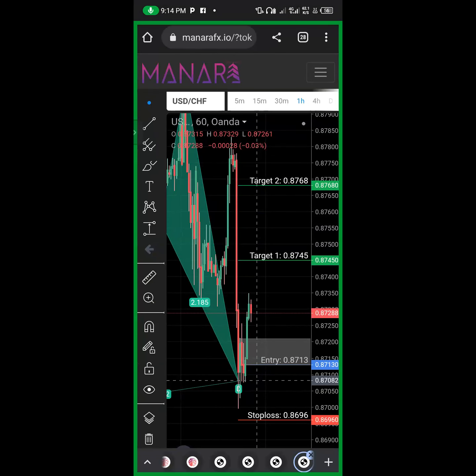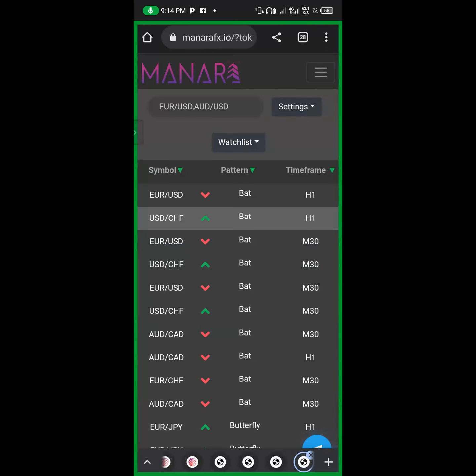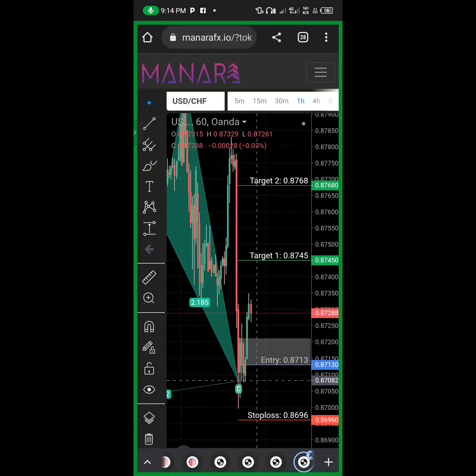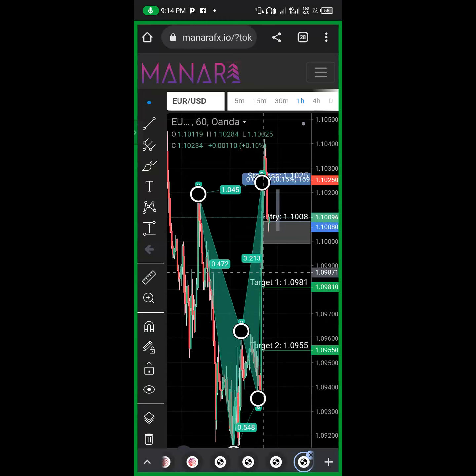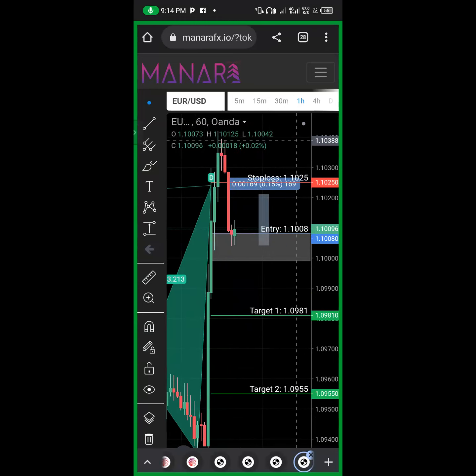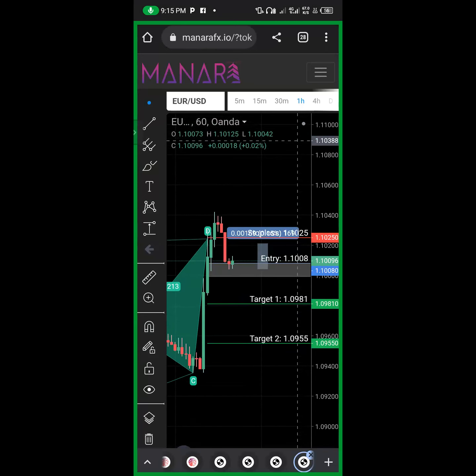Euro USD is the same. The one you see there is the same. Let's see. Let me check. Hold on. Yeah, it's the same one I saw before. All right, so that would be Friday.